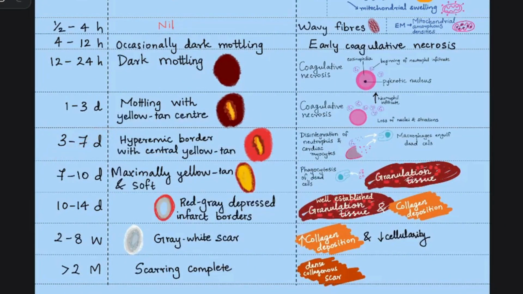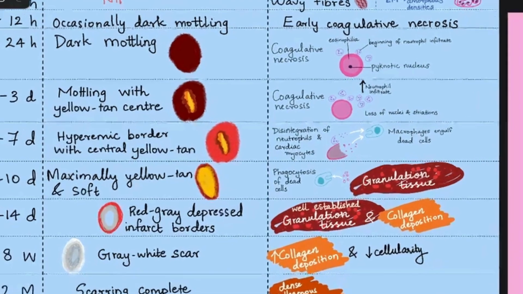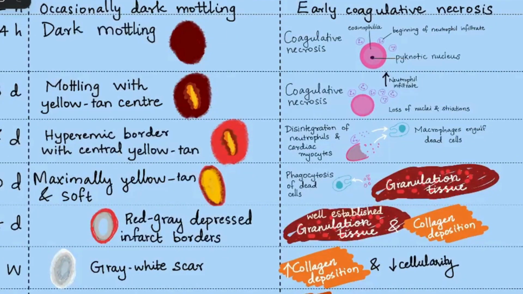3 to 7 days, there will be hyperemic border with central yellow tan. On light microscopy, you will be able to see disintegration of neutrophils and cardiac myocytes, and the macrophages will engulf the dead cells.